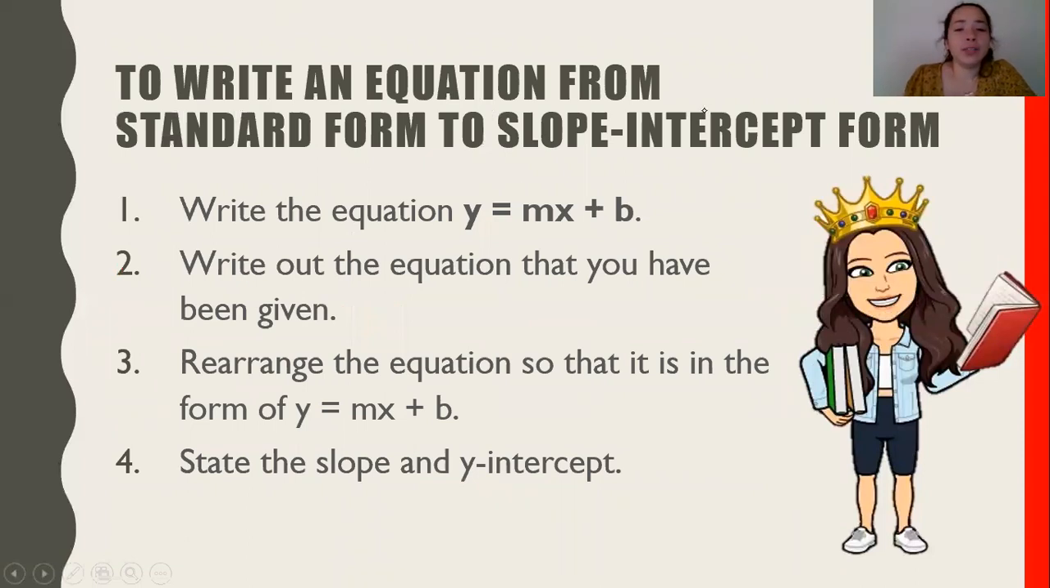In order to write an equation from standard form to slope-intercept form, we're going to write the equation y equals mx plus b at the top. Then we write out the equation that you have been given. Then we rearrange the equation so that it is in the form of y equals mx plus b. And then you state the slope and the y-intercept. I know that these are just steps, and the steps might not necessarily make sense until you're given a problem. So let's go ahead and work through this.